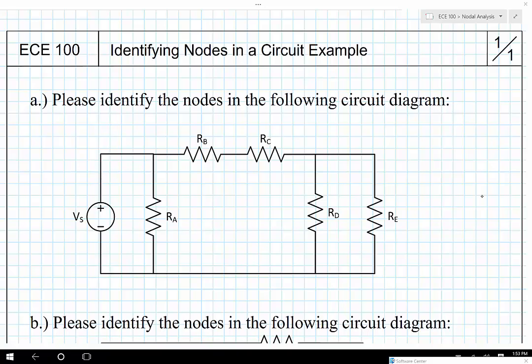Sometimes it's pretty easy, and I think that this first example might be a case of that, but nonetheless I think it's still very beneficial to see a few examples of this. So let's look at example A. We're asked to find the nodes in this circuit.